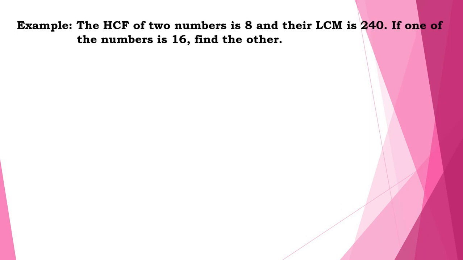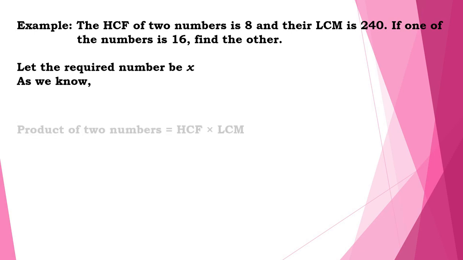Now first example, the HCF of two numbers is 8 and their LCM is 240. If one of the numbers is 16, find the other. So what we will do? We will assume that number to be x. Why we assume to be x? Because x can acquire the value of any number. Okay, it is called a variable. So we assume that number is x.